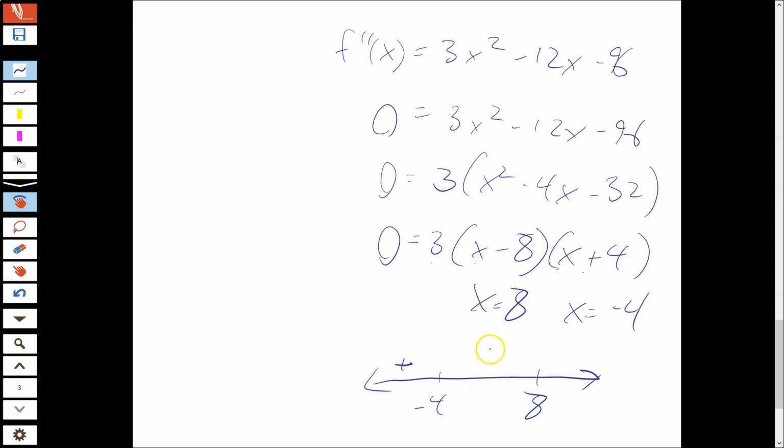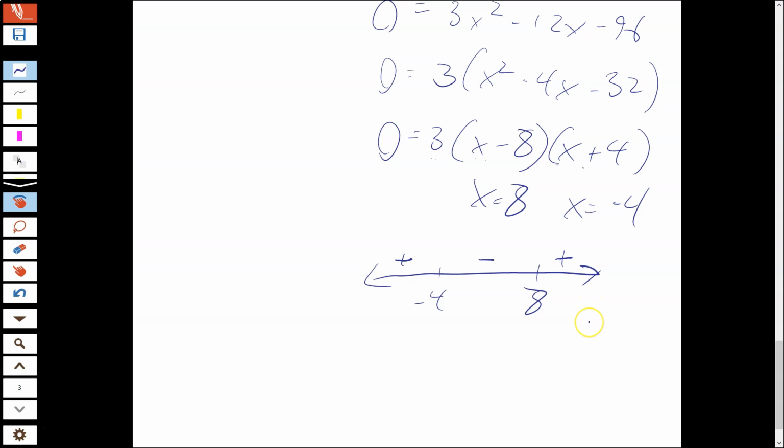In the middle here, 0 is part of this interval, so I'll do 3 times 0 minus 8 is negative 8, 0 plus 4 is 4. So positive times a positive would give me a negative result in the middle. And then over here, let's see, I'll use 9, so 3 times positive 1, and then times positive 13, so all 3 positives give me a positive result. So there's my sign chart.